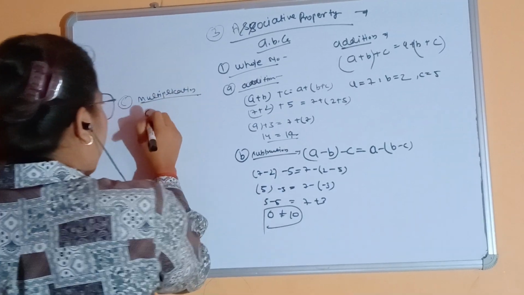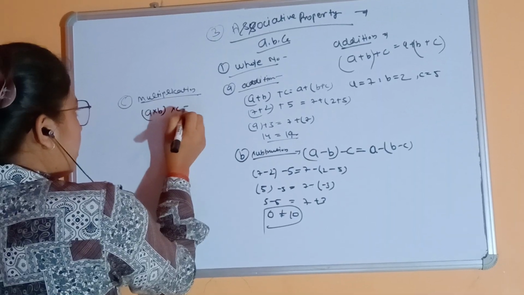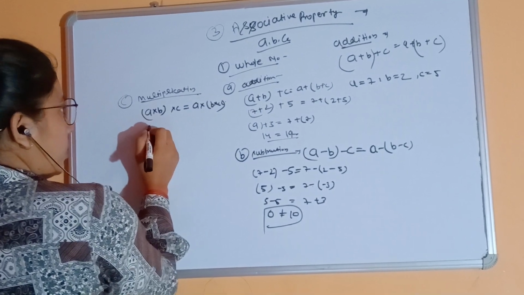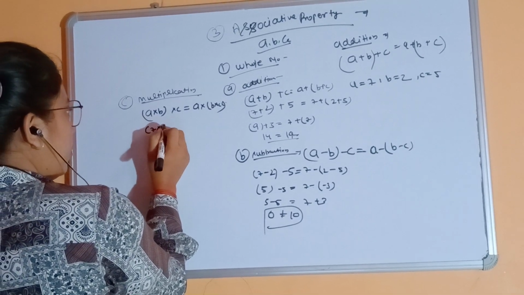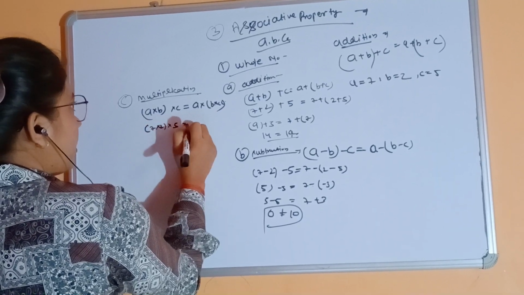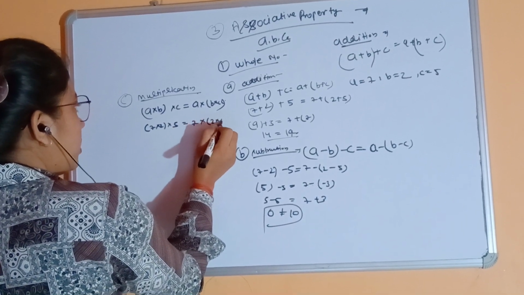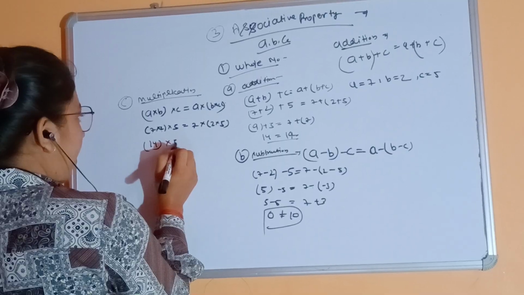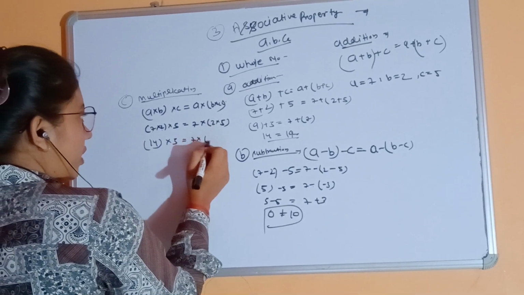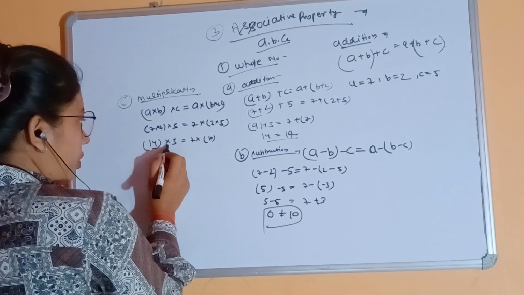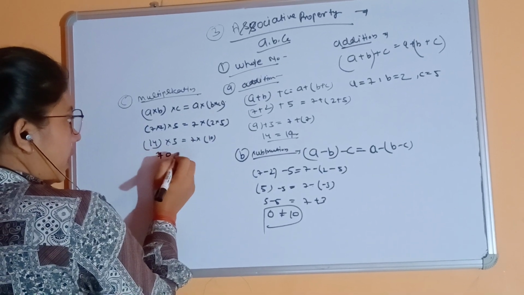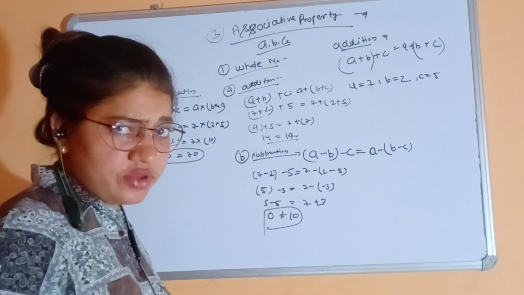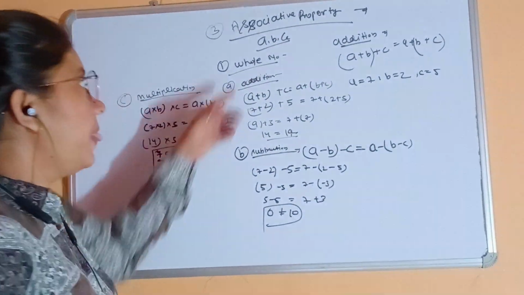Multiplication. First A into B in bracket into C, and A into another bracket B into C. Okay. So A is equal to 7 here, B is equal to 2 here, C is equal to 5. So here 7 into 2 is equal to 14. 14 into 5 is 70. 7 into 2 into 5 is 7 into 10, which is also 70. So LHS is equal to RHS. So multiplication is associative, because multiplication holds the associative property.